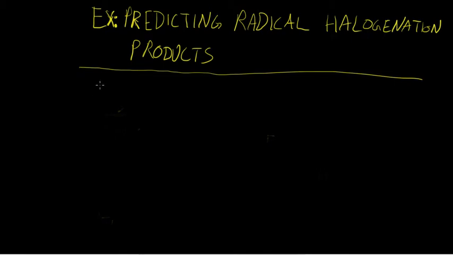So in this video, we're going to be working a few radical halogenation predicting product examples. So we're going to predict the products of a few radical halogenation reactions. Hopefully this should refresh your memory on some of the stuff that we've gone over the past several lectures here.